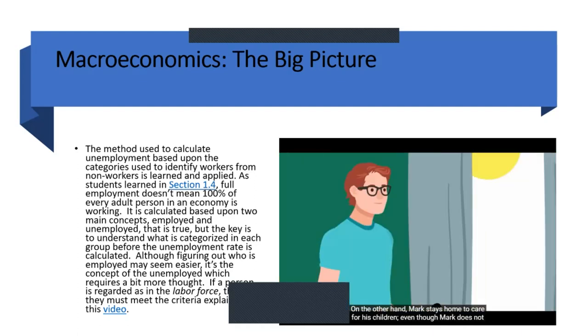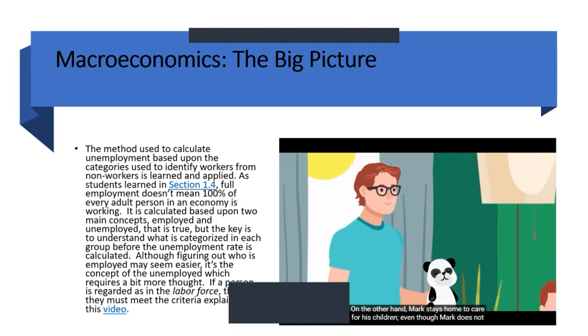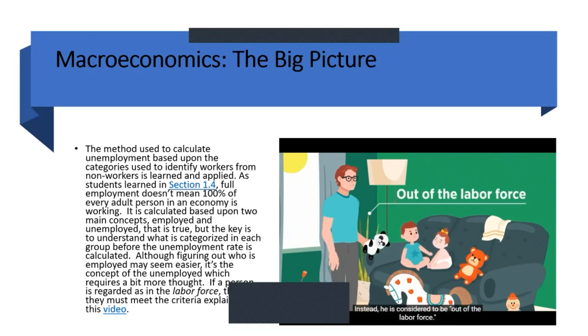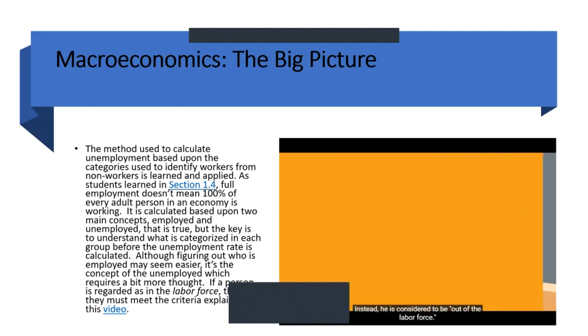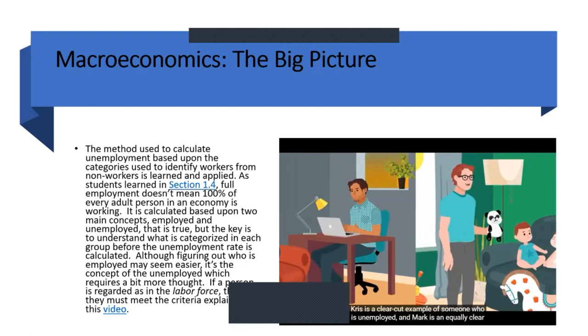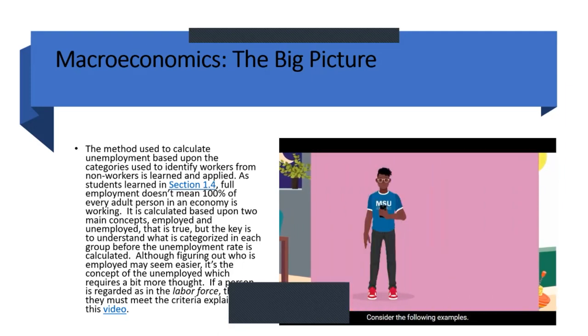On the other hand, Mark stays home to care for his children. Even though Mark does not have a job, he is not unemployed because he is not actively looking for work. Instead, he is considered to be out of the labor force. Chris is a clear-cut example of someone who is unemployed. And Mark is an equally clear example of someone who is out of the labor force. However, some people's official employment status doesn't tell the whole story. Sometimes it's complicated. Consider the following examples.